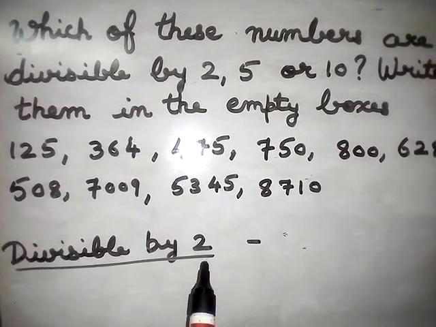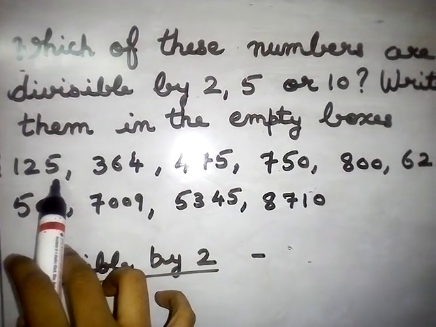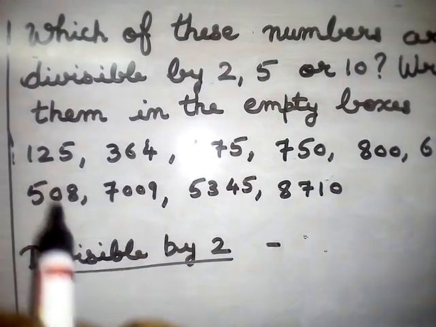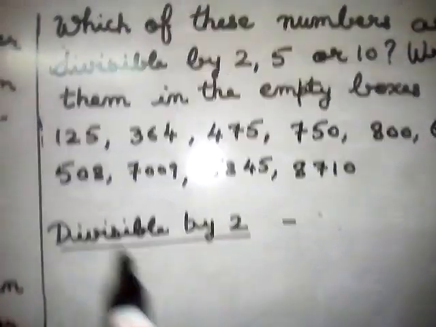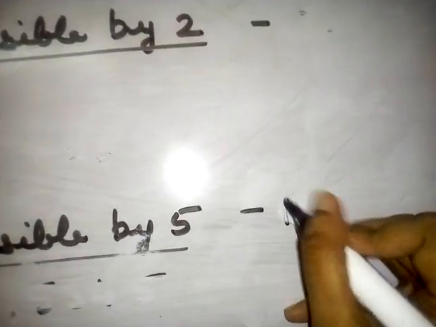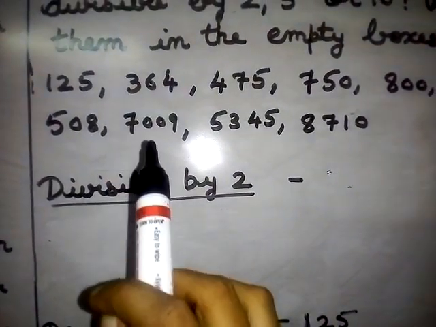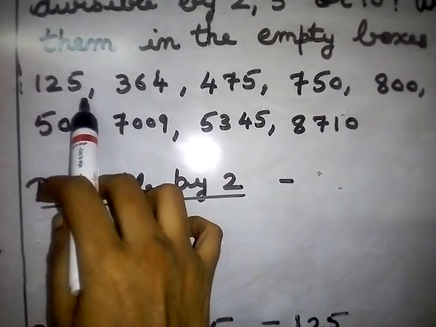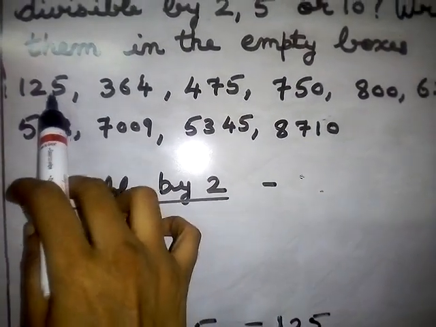So first, is it divisible by 2? The first given number is 125. The unit place is 5 over here, so it is not divisible by 2. Is it divisible by 5? Yes. Is it divisible by 10? No. If it is divisible by 10, there should be only 0 in the unit place. In this number there is no 0 in the unit place, so it is not divisible by 10 also. Only this number is divisible by 5.